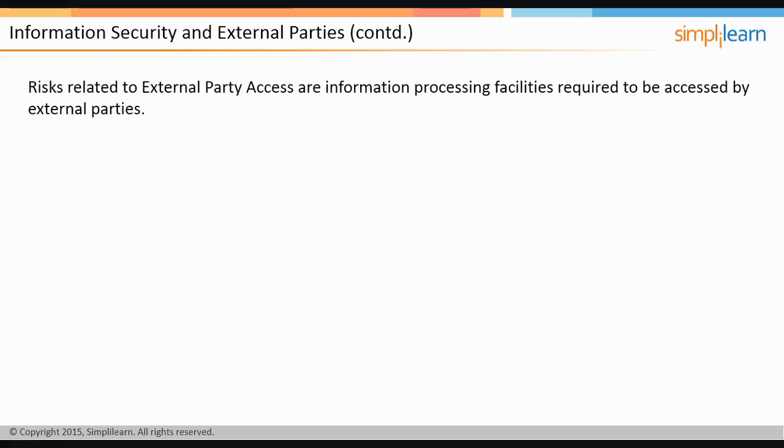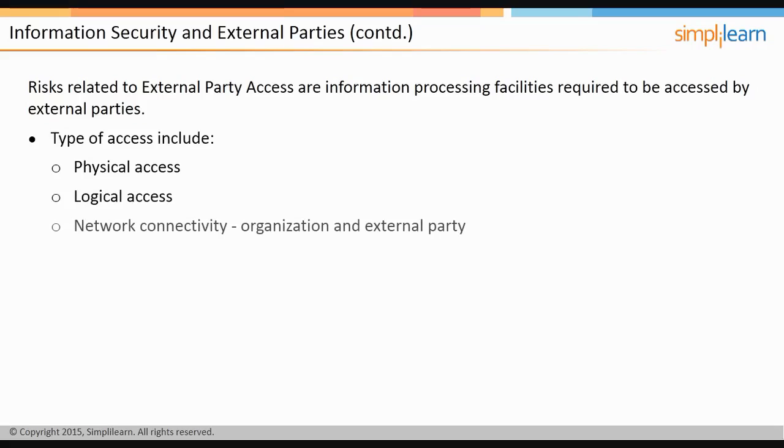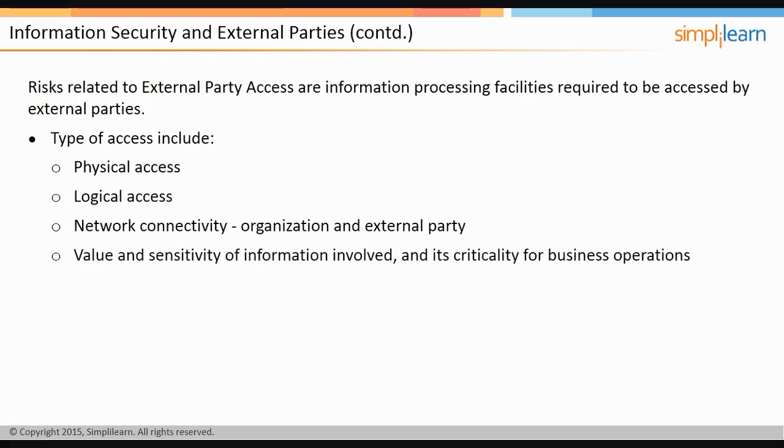The risks related to external party access is information processing facilities required to be accessed by external parties. These types of access include physical access, logical access, network connectivity, organization and external party, value and sensitivity of information involved, and its criticality for business operations, and legal and other regulatory requirements.